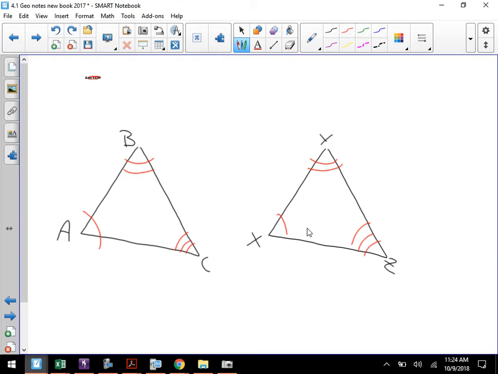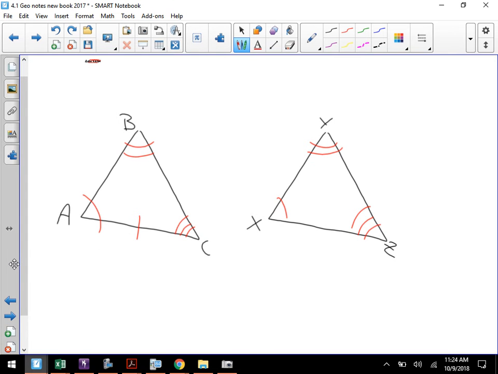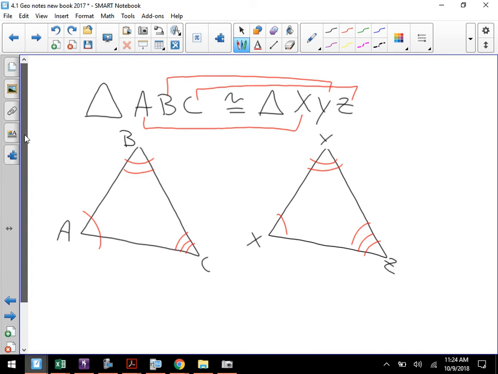What corresponding side goes with AC? XC. Easy way to look at it, between A and C, there's 1 tick mark to 3 tick marks. What corresponds to that on the other one? That's the idea here. You look for the correspondence between tick marks, or I look at the correspondence between the letters.